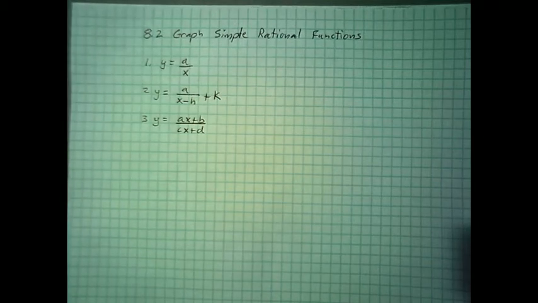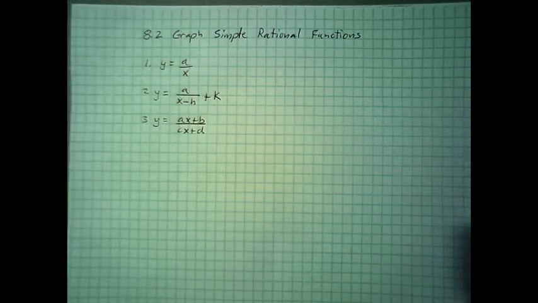Welcome to our exciting second lesson in Chapter 8. Here you'll see me actually graph things. So we're going to be graphing simple rational functions today. Simple, in the case of rational functions, means that the shapes will all be hyperbolas. We saw what a hyperbola looked like in 8.1.